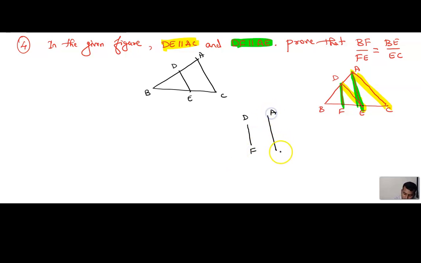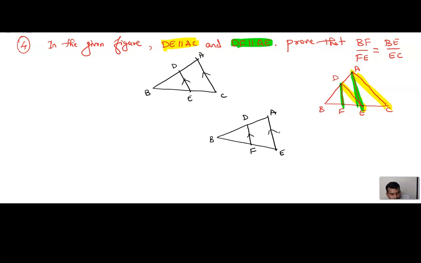AE. These both are parallel. Let me join this. Where does it meet? At B. Now we can say that this is parallel to this and this is parallel to this. ठीक है? अब क्वेश्चन में देखो बेटा. What we have to prove?